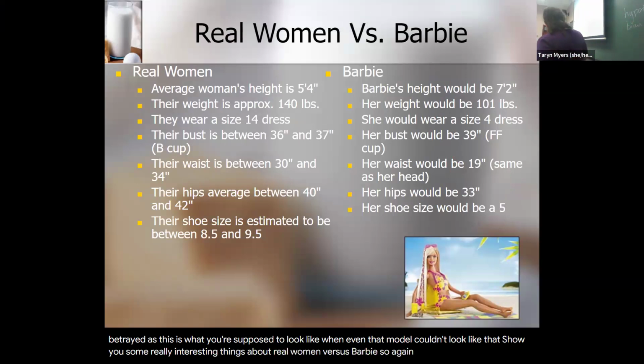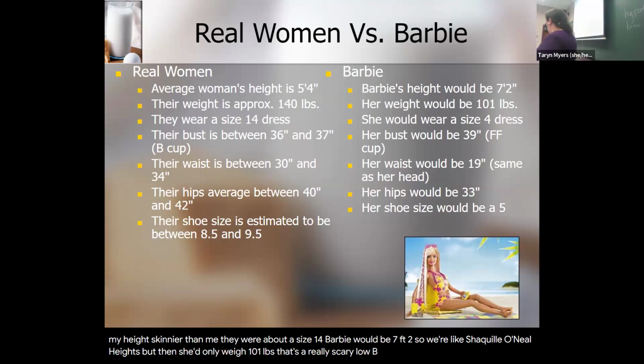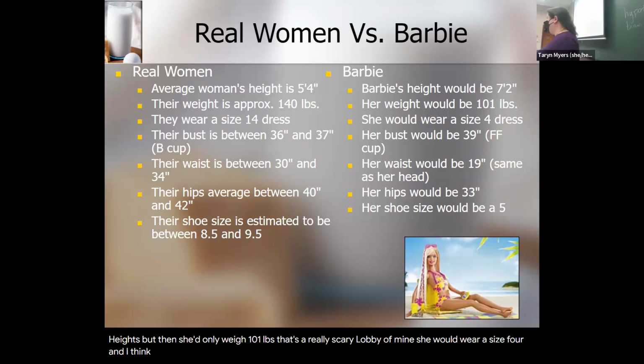Just to show you some really interesting things about Real Women versus Barbie. So again, the Real Woman being about my height, skinnier than me, they were about a size 14. Barbie would be 7'2", so we're like Shaquille O'Neal heights. But then she'd only weigh 101 pounds. That's a really scary low BMI. She would wear a size 4, and I think it would be a 4 mostly to accommodate her chest. Because her waist is the same circumference as her head.